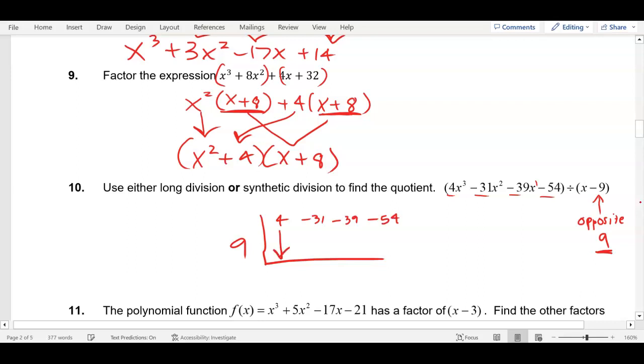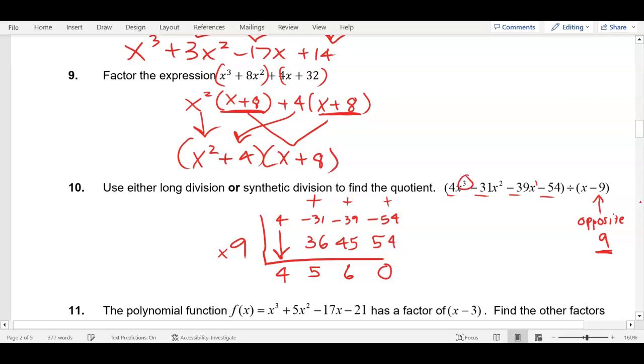You're going to bring this down. That's 4. And then you're going to multiply times 9. 4 times 9 is 36. And you're going to add up and down. So negative 31 plus 36 is 5. And then once again, you're going to multiply. 5 times 9 is 45. And then vertically, you're going to add. Negative 39 plus 45 is 6. 9 times 6 is 54. And your last step, add these together, you get 0. So there's no remainder, and that's great.